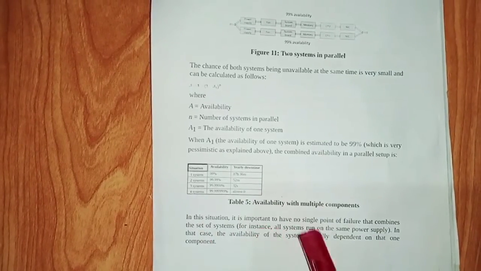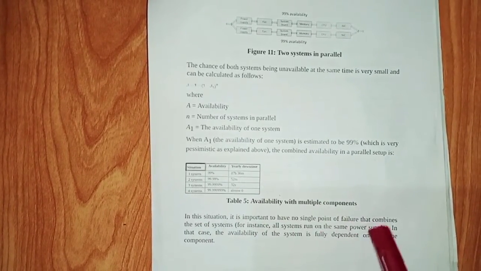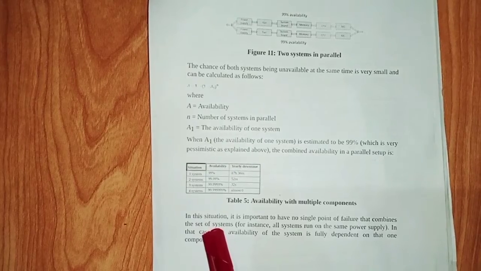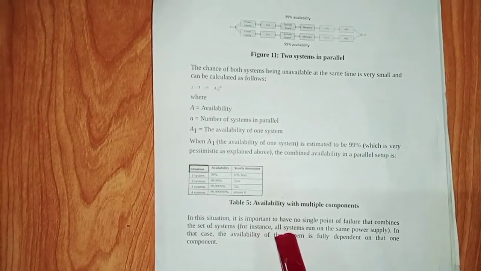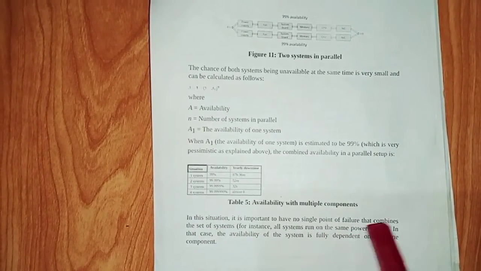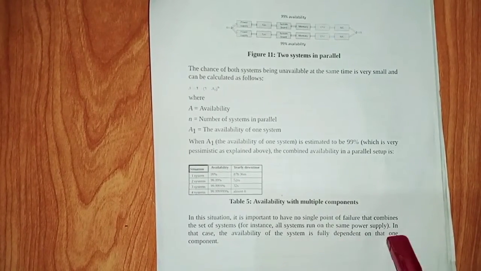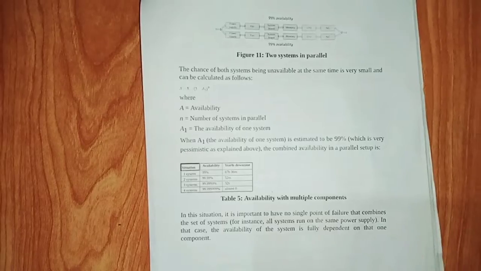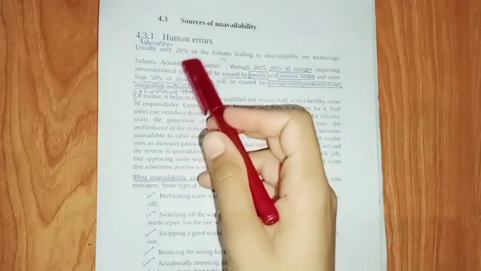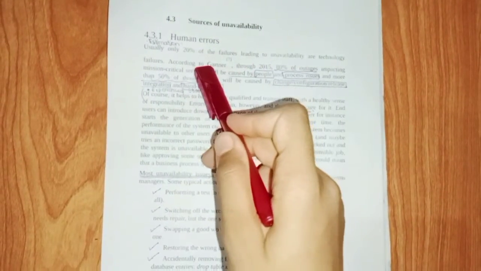In this situation, it is important to have no single point of failure that connects the set of systems. For instance, if all the systems run on the same power supply, the availability of the system is fully dependent on that one component. Or the wrong component could fail just because of human errors.